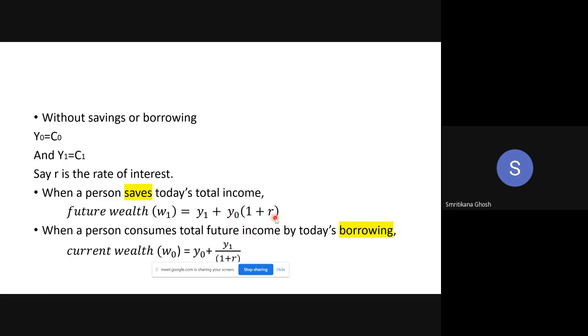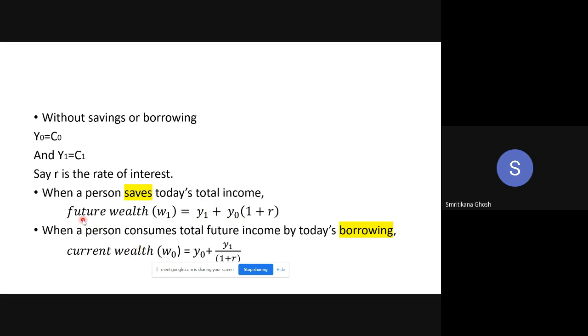So 1000 into 0.5, that will be 50 rupees. Okay, so this is not 0.5, it is 0.05. 1000 into 0.05, because 5% interest means 0.05. So Y0 into R is this. So in future, your total wealth will be your future income plus your today's savings with interest.